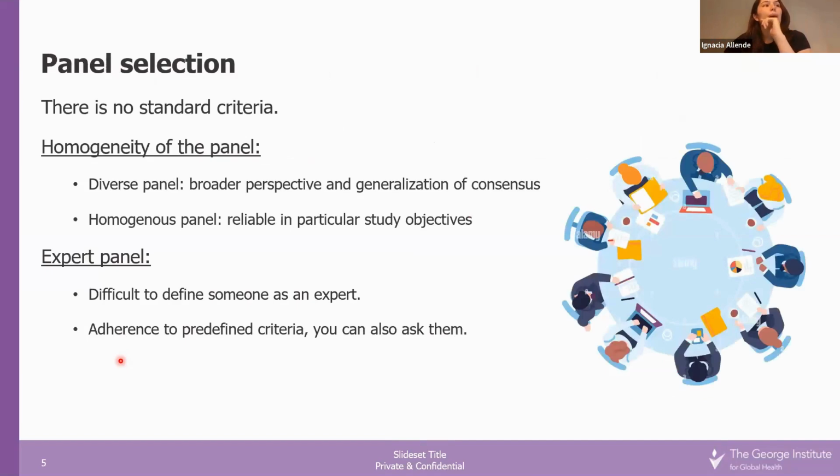But how do we select the panel? Well, there are no standard criteria, and everything depends on your objective. If you need a diverse panel with broader perspective, for example, recommendations for rehabilitation services, you probably will need people with lived experience, physiotherapists, clinicians, and so on. But if you have a particular study objective, for example, just the definition of a disease, maybe your panel will be more homogeneous.